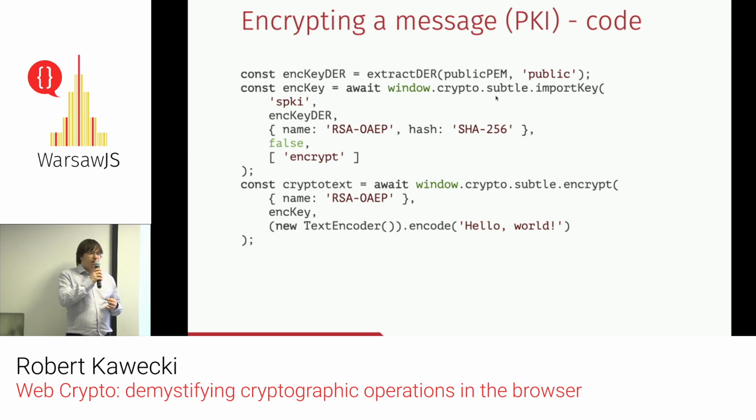First of all, since our keys are usually in the PEM format, which is a textual format, "-----BEGIN PUBLIC KEY-----" and then the base64 stuff, you basically have to decode it into a binary format. So what we do first is call an extractor function. It's not a built-in function. It's just my own implementation, but it's the same thing that's on MDN in all examples.